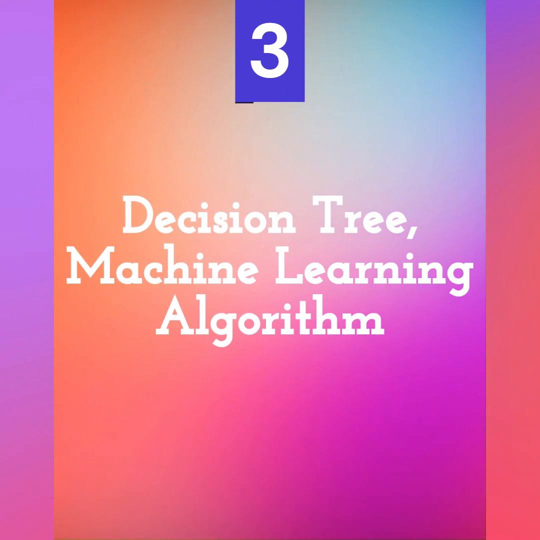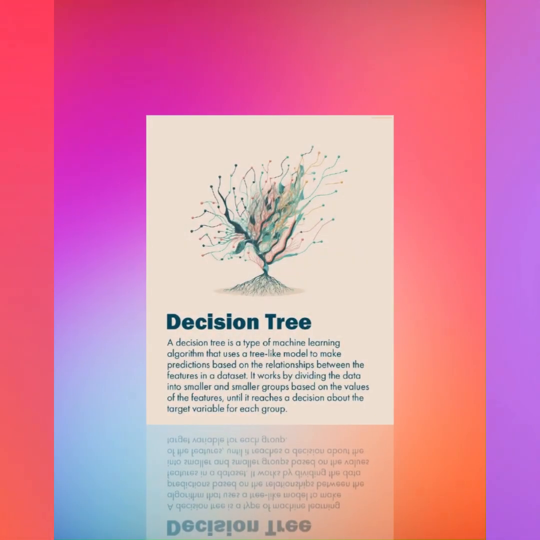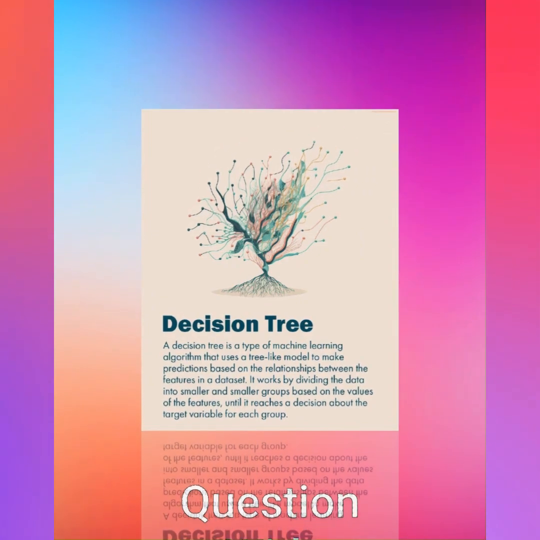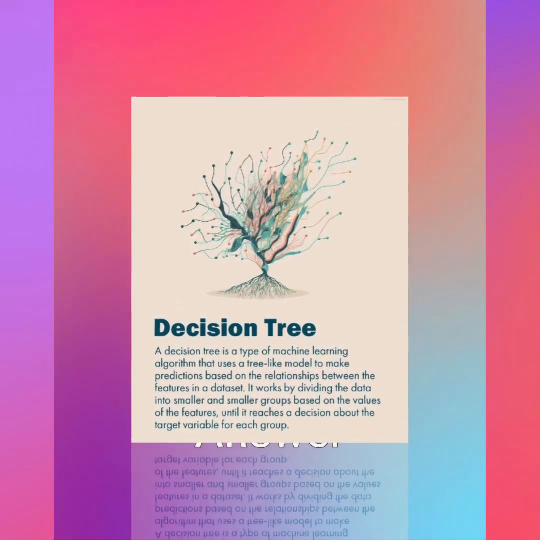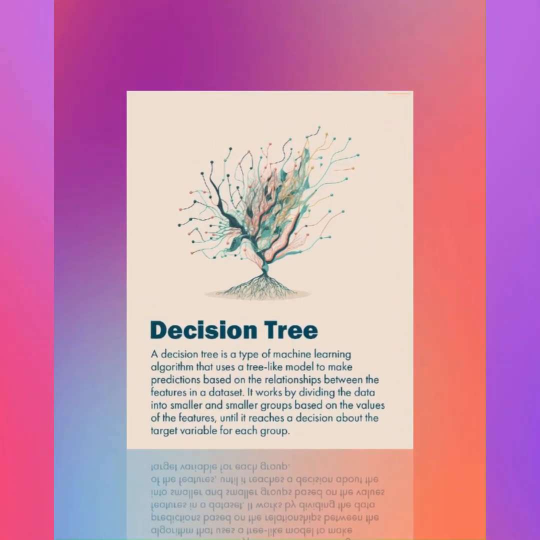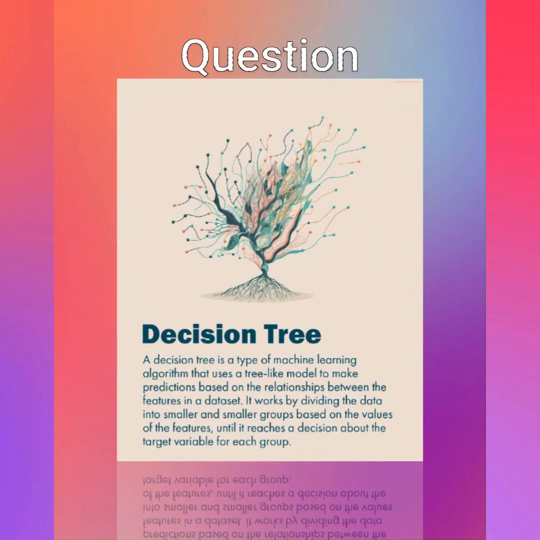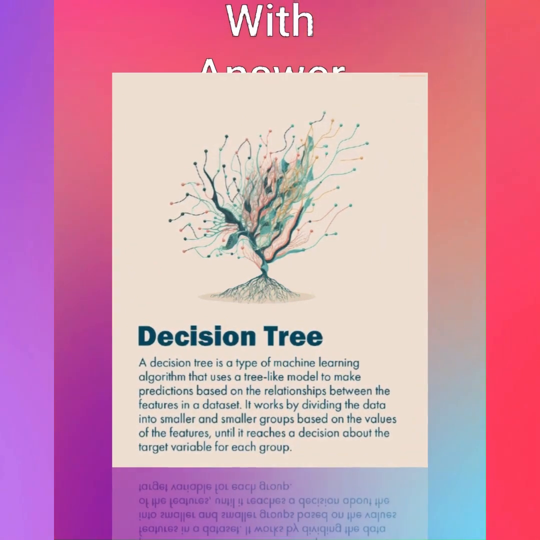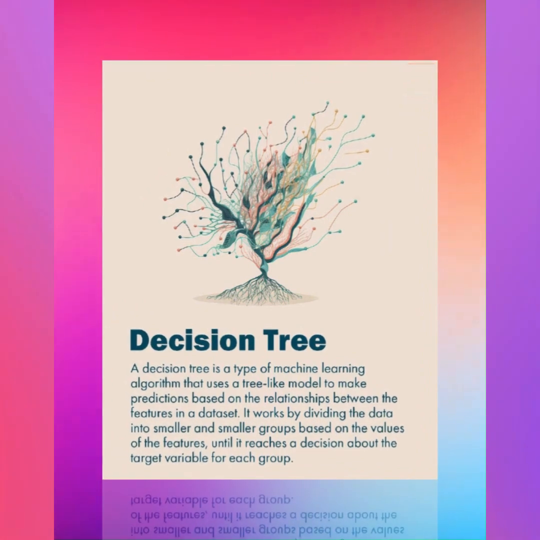What is the decision tree machine learning algorithm? A decision tree is a type of machine learning algorithm that uses a tree-like model to make predictions based on the relationships between the features in a dataset. It works by dividing the data into smaller and smaller groups based on the values of the features, until it reaches a decision about the target variable for each group.